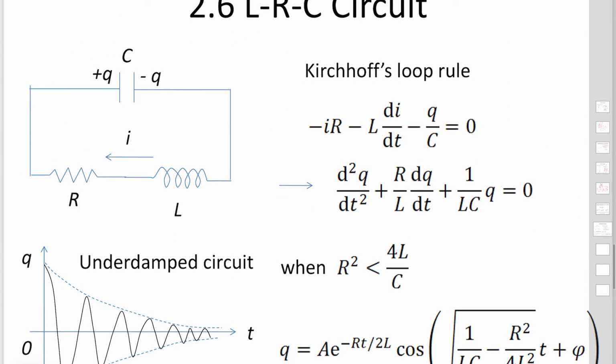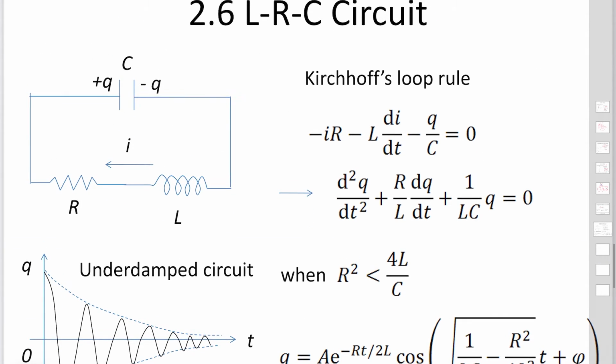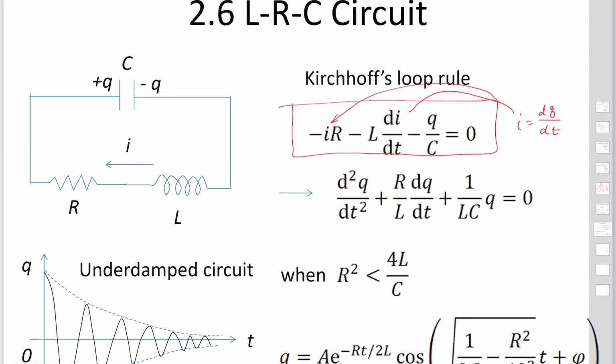The last one is the LRC circuit. In this case, the inductor, the capacitor and the resistor are connected in series. So we consider Kirchhoff's loop rule. This is the equation from applying the loop rule. I equals dq over dt. You can substitute. Then it becomes a second order differential equation.